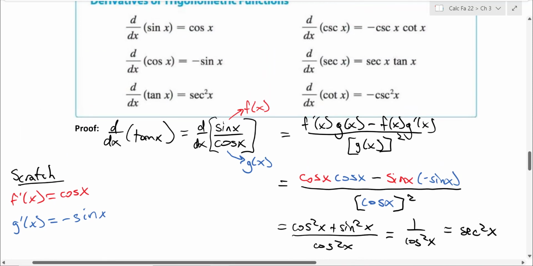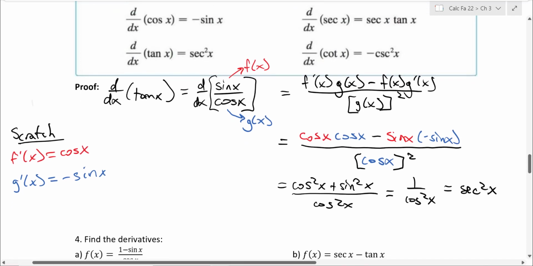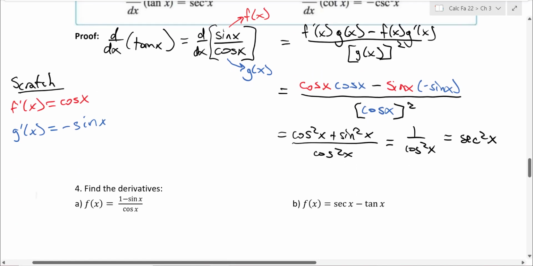You can do the same sort of proof. It's good practice for quotient rule and getting used to derivatives for sines and cosines for your derivative of cosecant, right, which will give you minus cosecant x cotangent x. Your derivative of secant x with respect to x is secant x tangent x, and your derivative with respect to x of cotangent x would just be minus cosecant squared x. So good practice to try the other three, but they'll all work the same way.